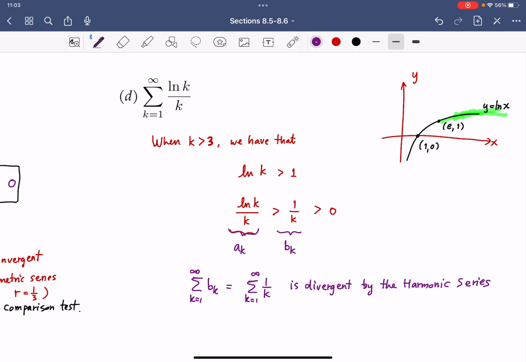Which means the series of a subscript k is actually divergent as well, by the comparison test.